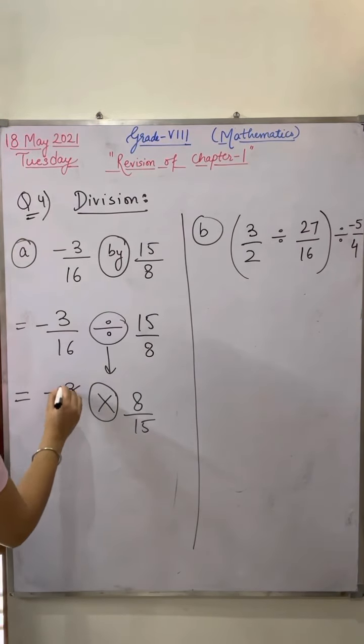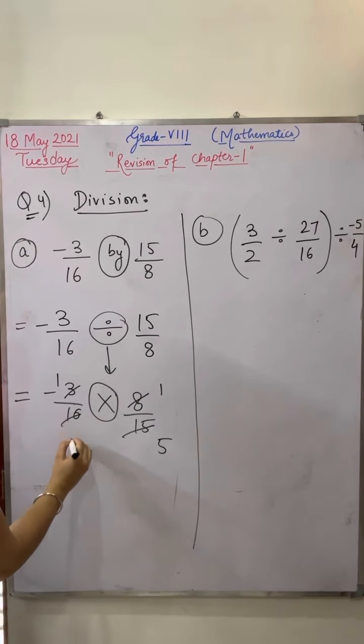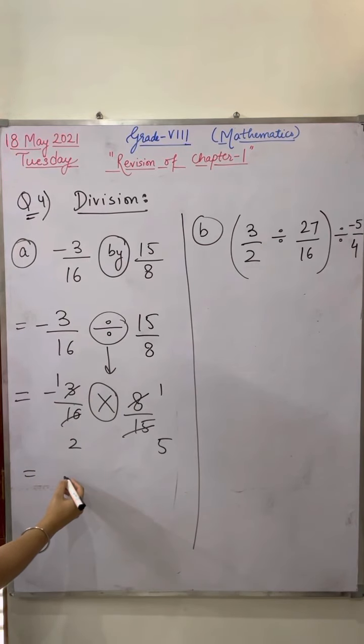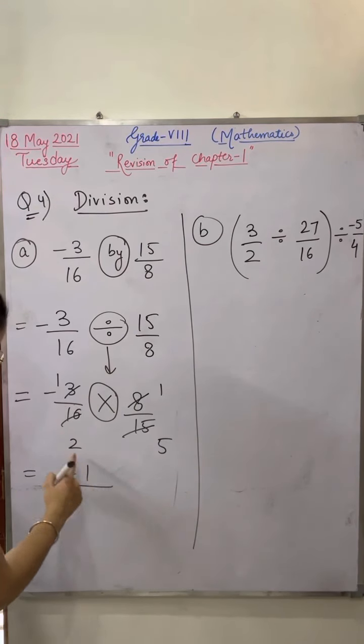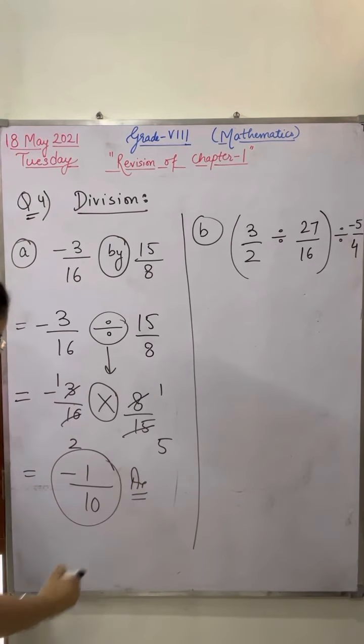Ma'am, 3 fives are 15. 8 ones are 8, 8 twos are 16. Okay. In the numerator, what will be the answer? Minus 1 upon 10. Okay, 2 fives are 10. Very good. Please mute yourself, Anshuman. Okay. Very good. So in this way you have to solve, right?